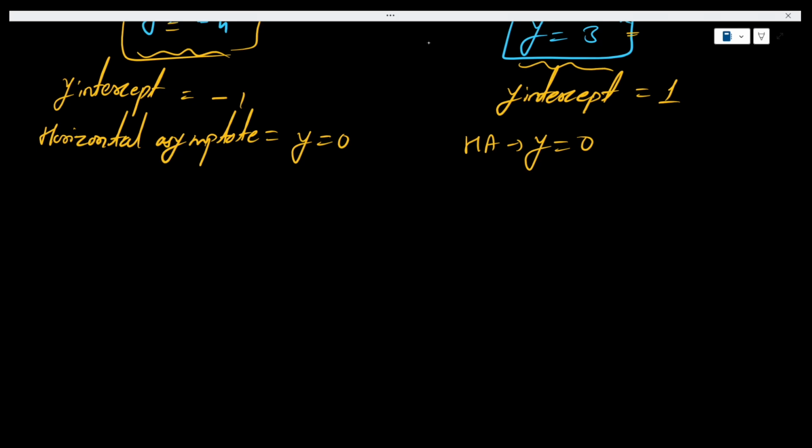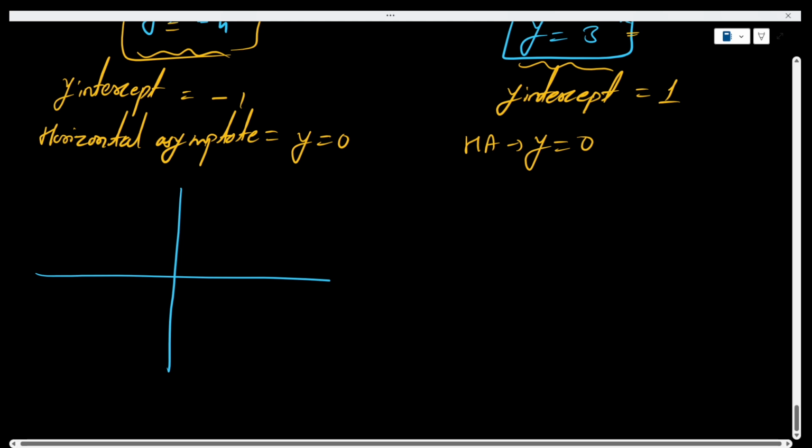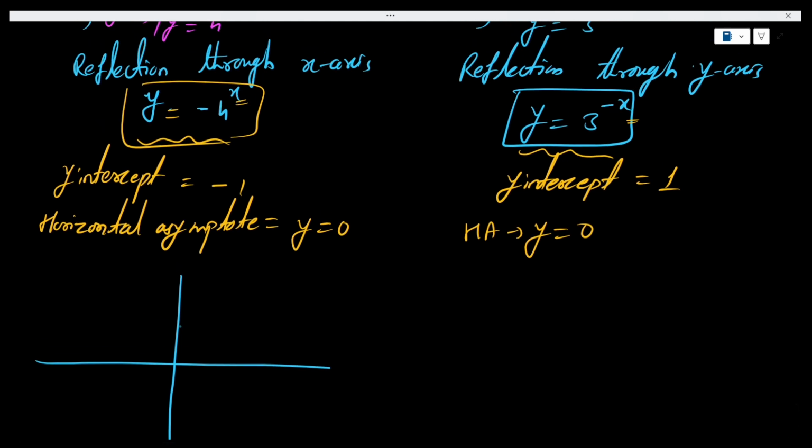So whenever I need to sketch the graph of these two cases, first I draw the 4 to the power x graph. What is the y-intercept for 4 to the power x? You know that this is 1, and the graph will look like this, y equals 4 to the power x.